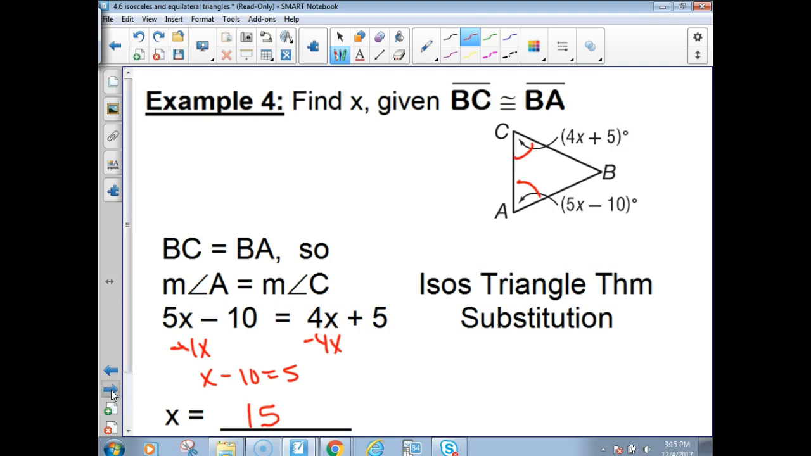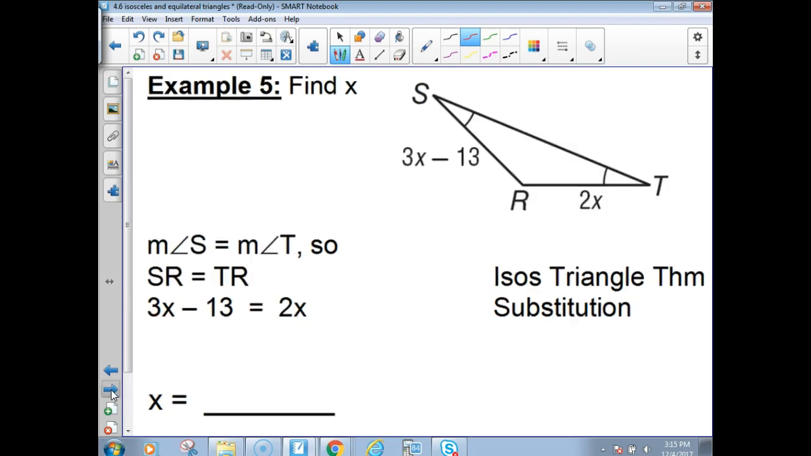We also took this and put it in the ISN, the next one, which would be if you have angles congruent, then you've got sides that are congruent. So 3x minus 13 is equal to 2x. So what happened there? We would have subtracted 3x from both sides. We would have got negative 13 equals negative 1x and divided by negative 1. And we get positive 13.